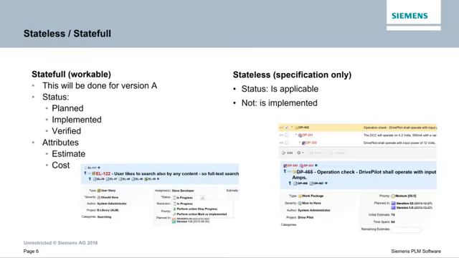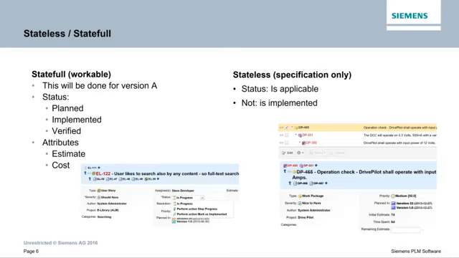As important as whether it is standalone or context sensitive is the question whether it is stateful or stateless. What do we mean by stateful requirements? Typically it means that it's an item that is somehow workable. So you define something that needs to be done for version A. So the status of such a requirement could be planned, implemented, verified. It holds the actual status of this item for a given release. It might also have additional attributes like estimate, like cost.